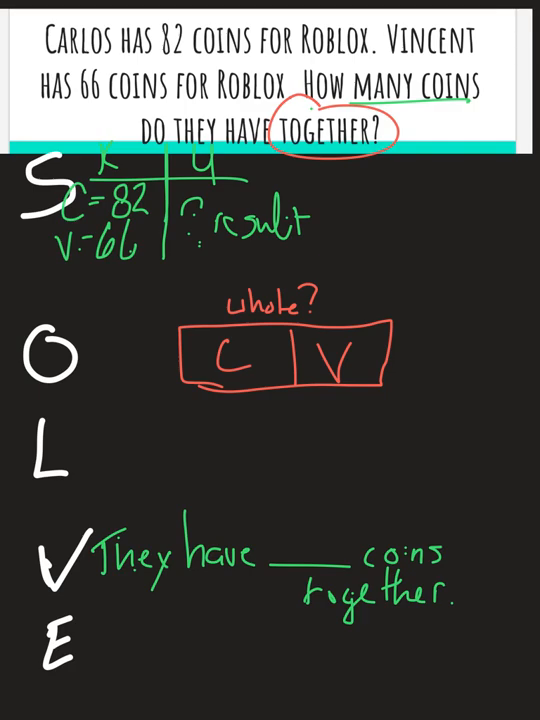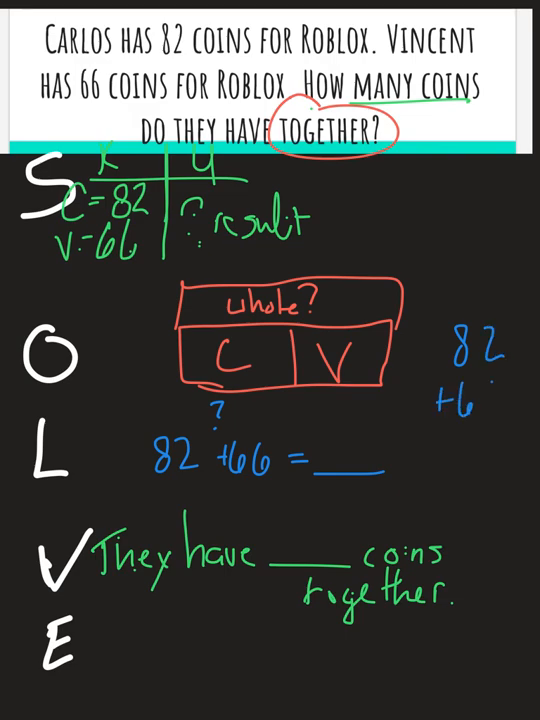All right, so let's replace our part whole mat here with the numbers that we have in the problem. We don't know the whole. Carlos has 82. Vincent has 66. I'm going to turn this into an equation. 82 plus 66 equals some unknown. 82 plus 66. 6 plus 2 is 8. 8 plus 6 is 14. They have 148 coins together.